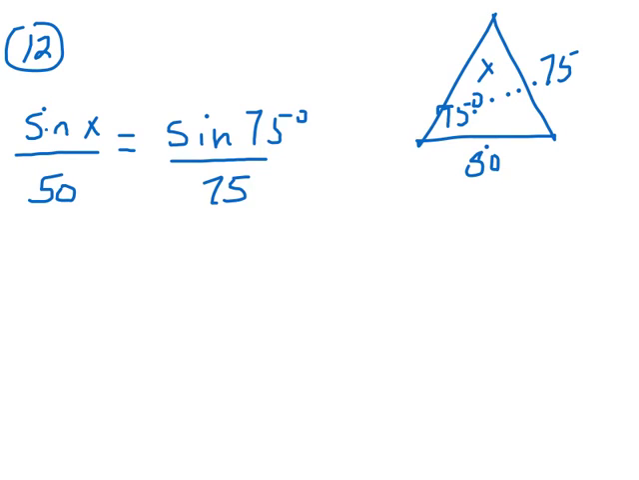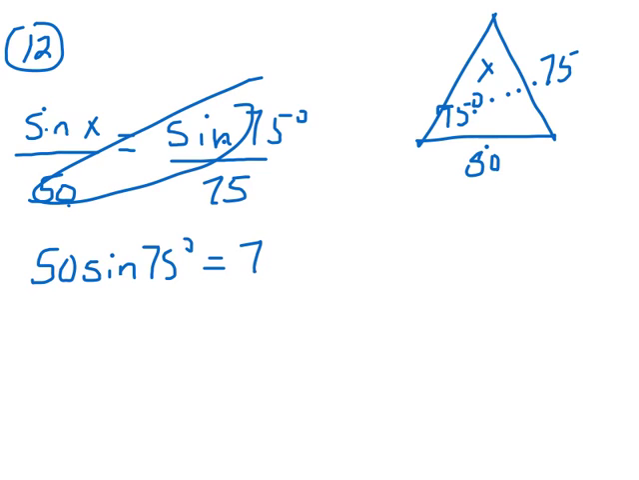We could cross multiply. 50 times sine of 75 degrees is equal to 75 times the sine of x. All right. Now, what have I got missing here?